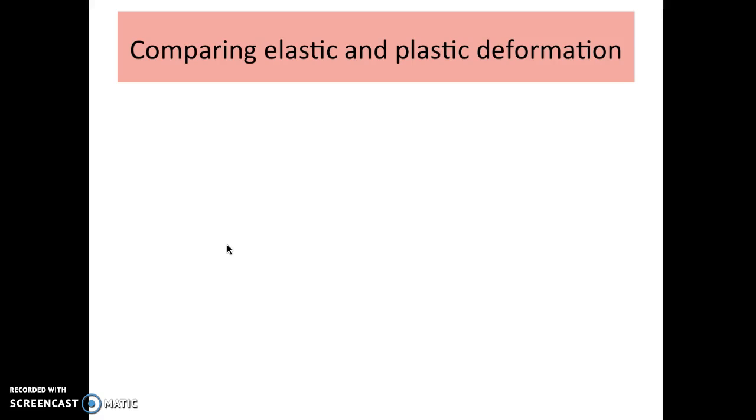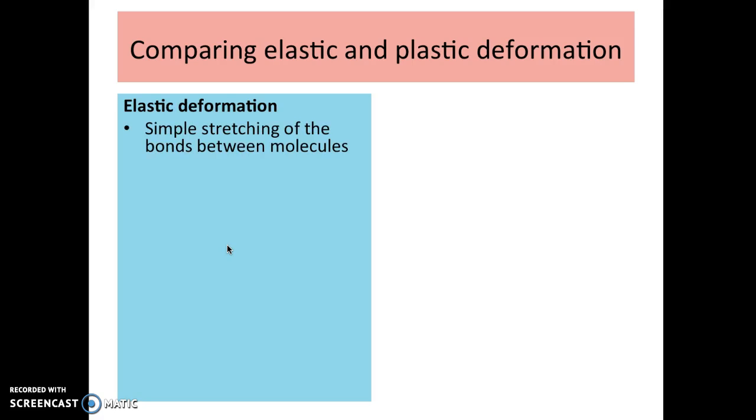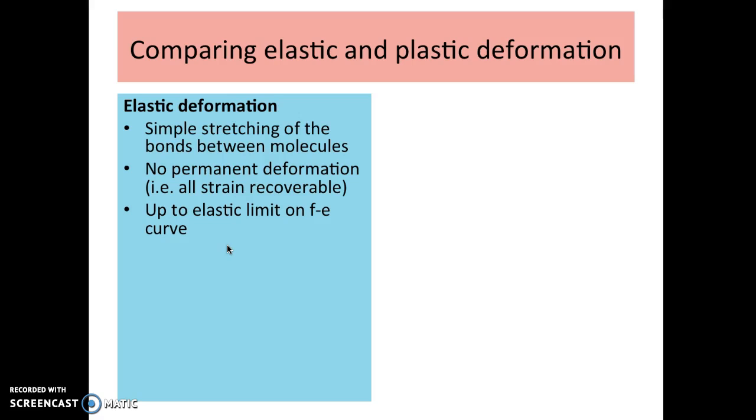So, to summarise elastic deformation, you get simple stretching of the bonds between the molecules, and you can think of those bonds a little bit like springs. You don't get any permanent deformation. In other words, all the extension or all of the strain is completely recoverable. I will return to my original length. It only occurs up to the elastic limit on a force extension curve or on a stress strain curve. And all the energy is stored as elastic energy when I stretch the material, and it will be completely returned when I remove the force, as long as I am below the elastic limit.